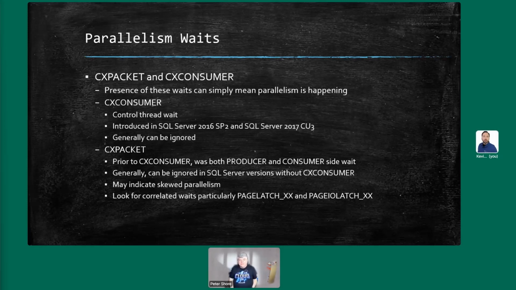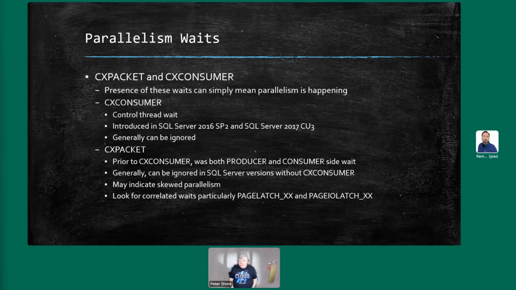All right. CXPACKET and CXCONSUMER. Largely, the presence of these waits simply means you're having parallelism. Congratulations. Hope you've set a max DOP higher than 1, and you've set a cost threshold.